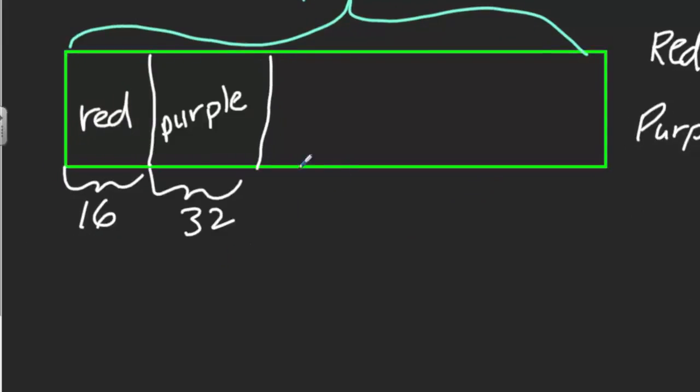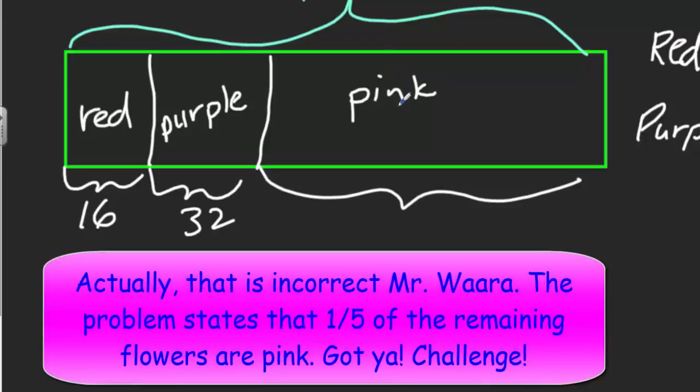And now I come to the biggest section, which is all the ones that are remaining, right? The ones that are remaining are supposed to be pink. But we don't know how many of those are. We just know the remaining flowers are pink.